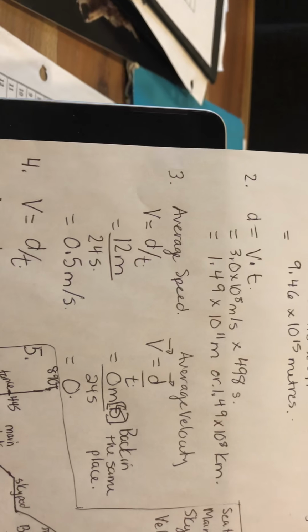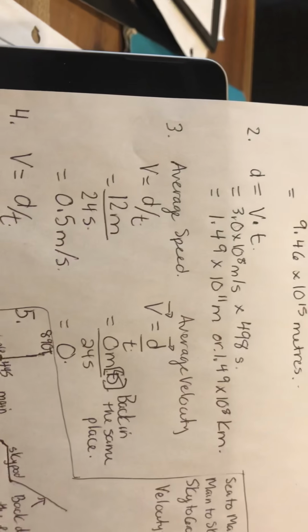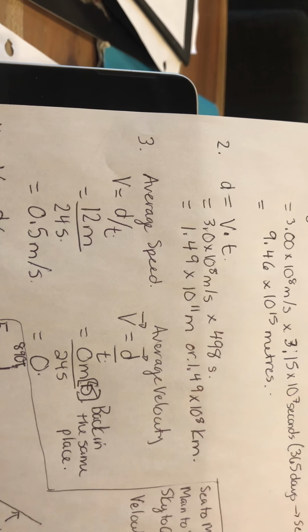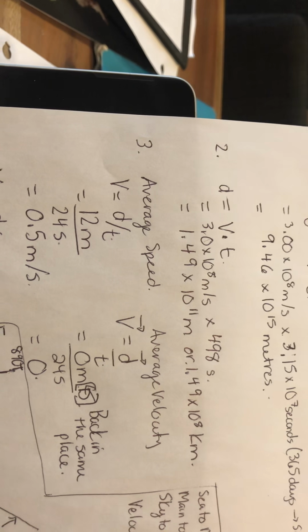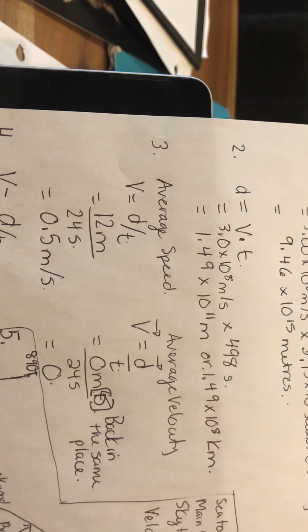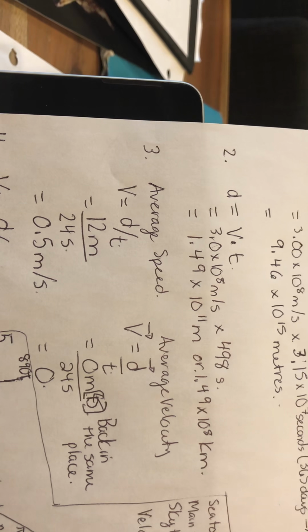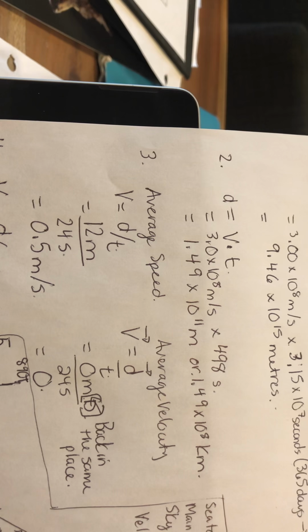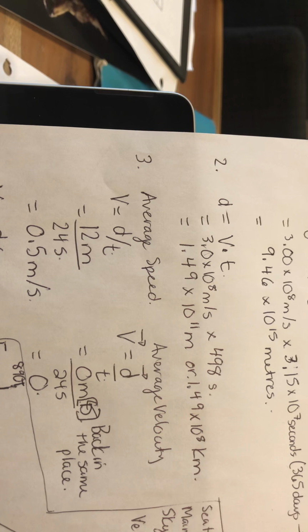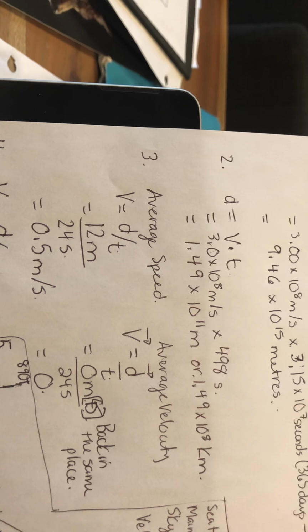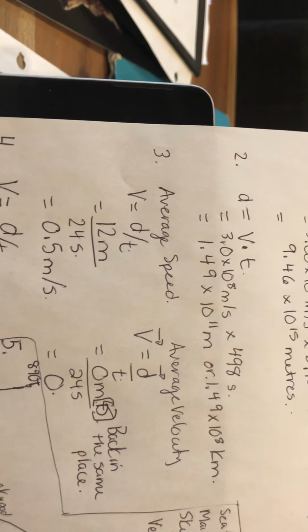Number 3 is a question about motion. We're looking for the average speed and the average velocity. So if we do the average speed, the individual walked 4 meters east, 2 meters south, 4 meters west, and finally 2 meters north. Added those all together and then divided by 24 seconds, and that was the answer that I got for speed.